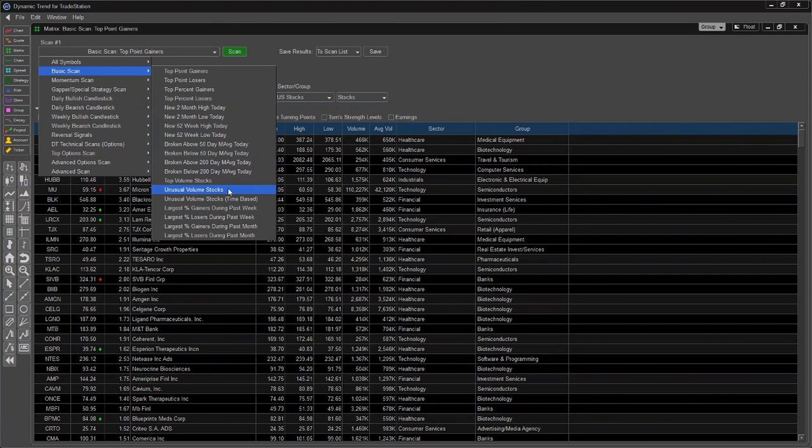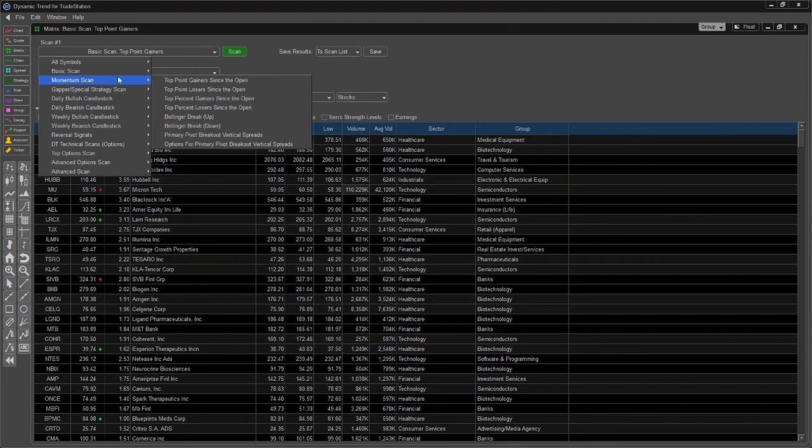Unusual volume stocks, so if you have a stock that has unusually large underlying volume that's happening all of a sudden today and you want to be notified about it, we have it there. And then of course percent gainers and losers in the last week or month. Again, these are mostly what I would consider breakout trade type setups.